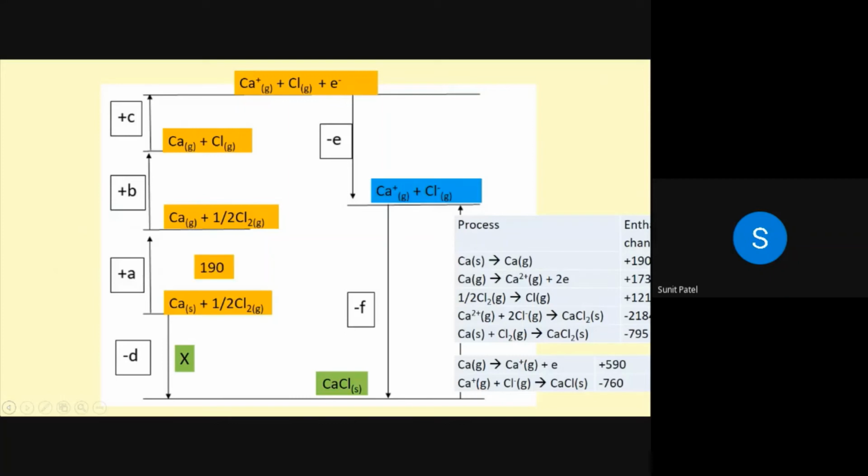So the first one's 190, as from the original table. The second one is 121, as from the first table, the original one. Now, be careful. Calcium 1+, you make calcium gas to calcium 1+ ions. That's going to be on the second table, 590. Then we've got electron affinity. That's from your part A that you calculated. Because we worked out for 1 mole of calcium, chlorine atoms in gaseous state that collect 1 mole of electrons. So we can just use that number directly from part A. Then we've got from the second table, -760.